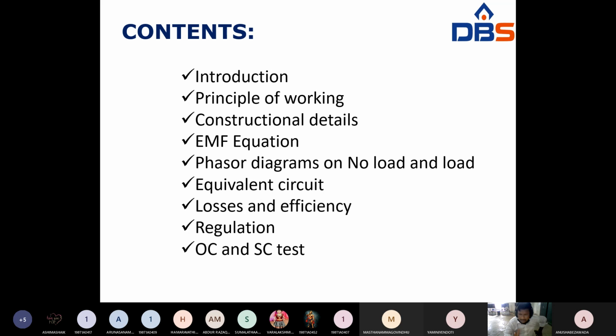In the third unit, two divisions are there. First division transformers, second division 3-phase circuits.